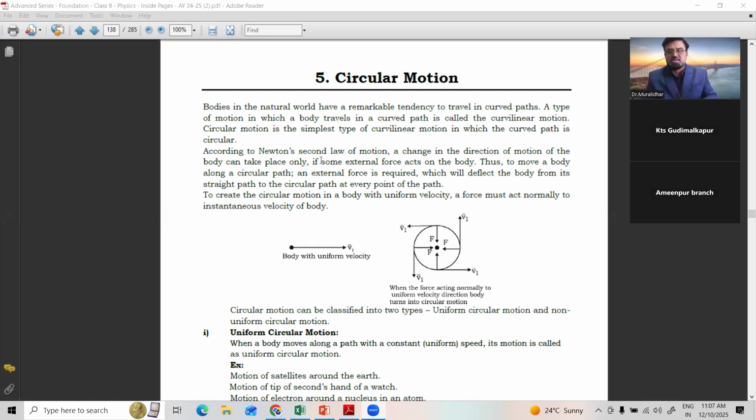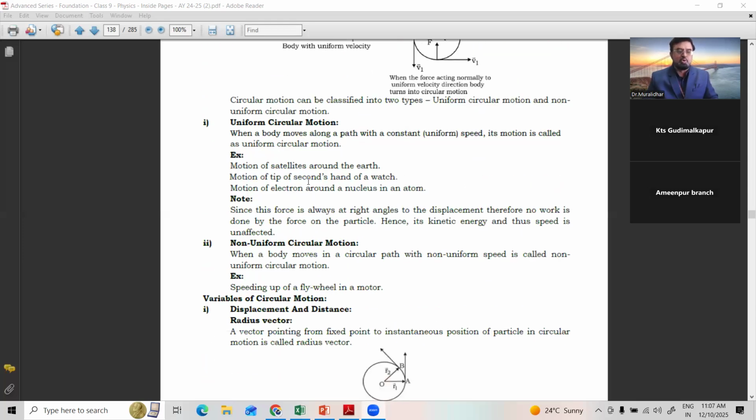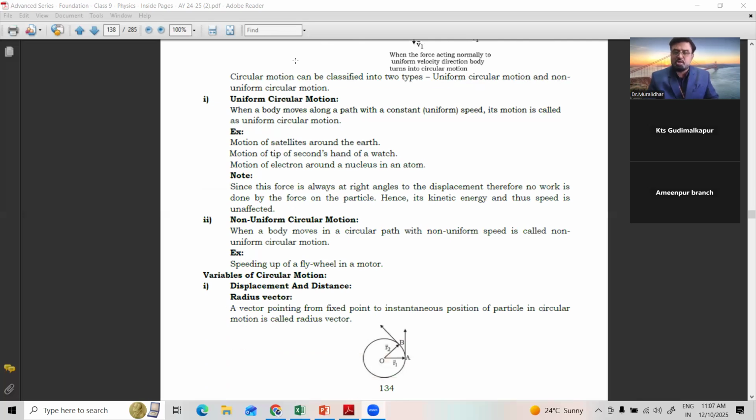For example, Earth follows a circular path because of the gravitational force, as do all the planets. Similarly, electrons revolve around the orbit because of the nuclear force, which acts as a centripetal force. So when the body is moving in a circular motion, it can be either uniform circular motion or non-uniform circular motion. You can see some examples are given. When a body moves along the path with constant speed or uniform speed, its motion is called uniform circular motion.